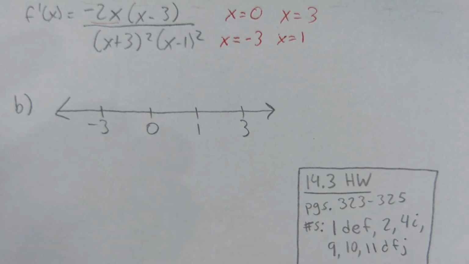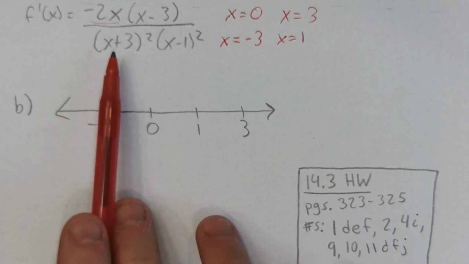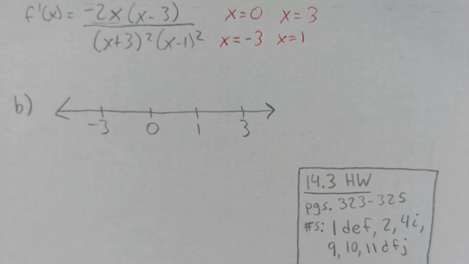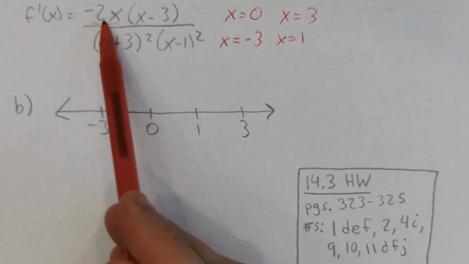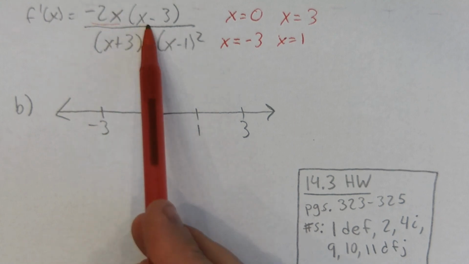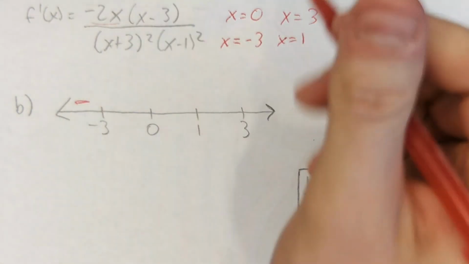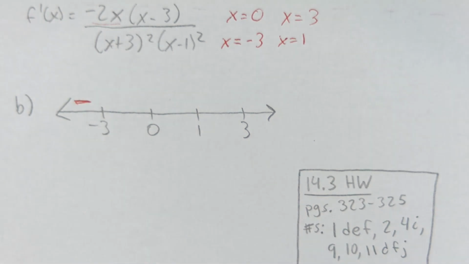Now we just check values. Here's what's cool about this derivative. The bottom is the product of two squares, so the bottom is always positive. So we just have to figure out what the sign on the top is. The sign on the top will basically determine what's going on because the bottom is always positive. So let's plug in a negative 4. It's going to give me a positive number times a negative number. That's negative because, again, the bottom is always positive.